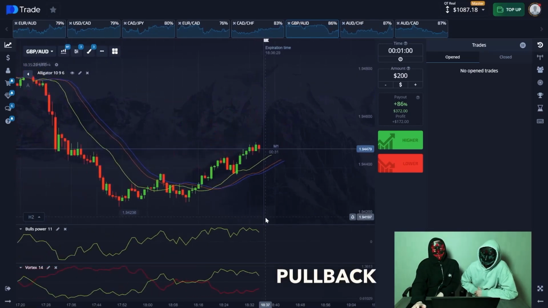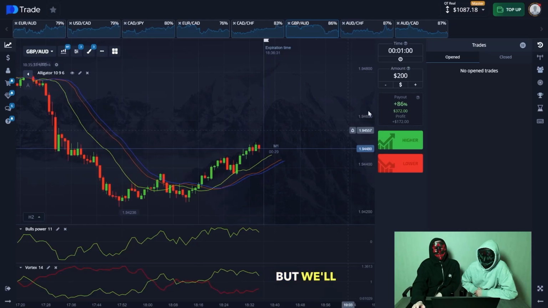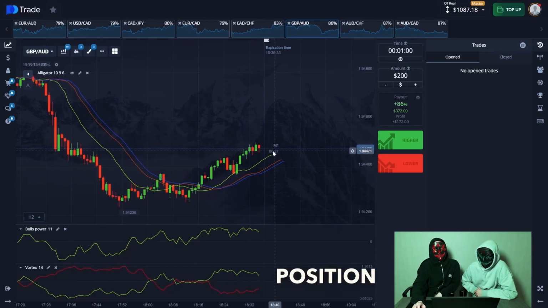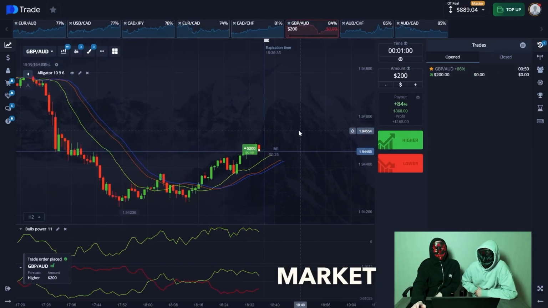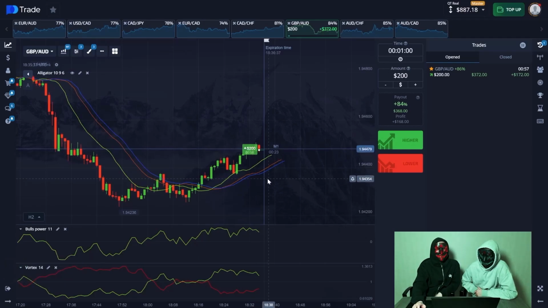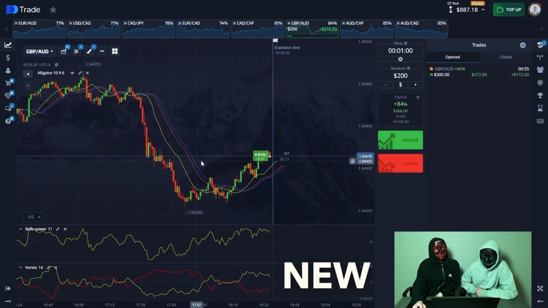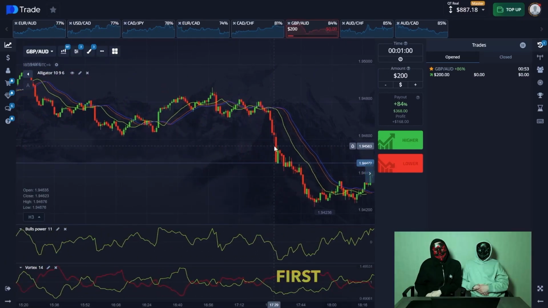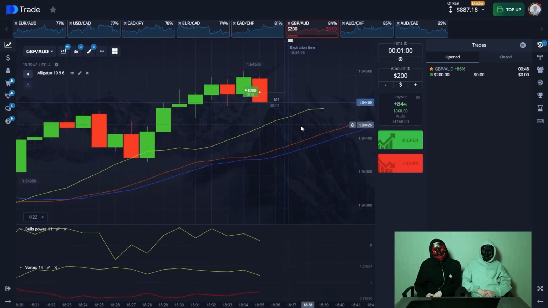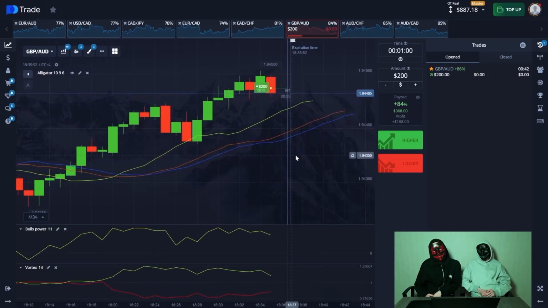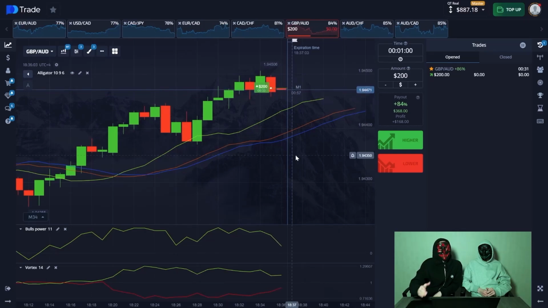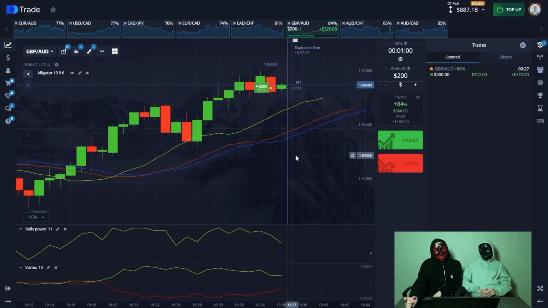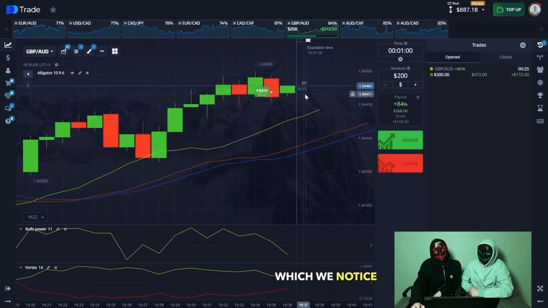A minor pullback is bound to occur, but we'll enter for an increase in this position for a minute, trusting the overall market trend. The new candlestick starts to calibrate, first being red. A shadow surfaces, which we notice.